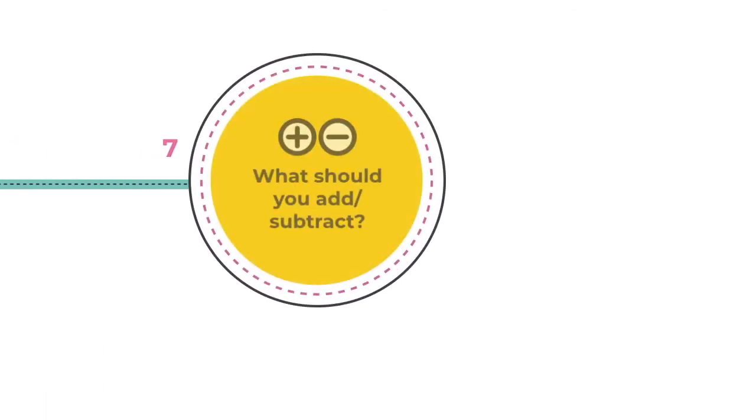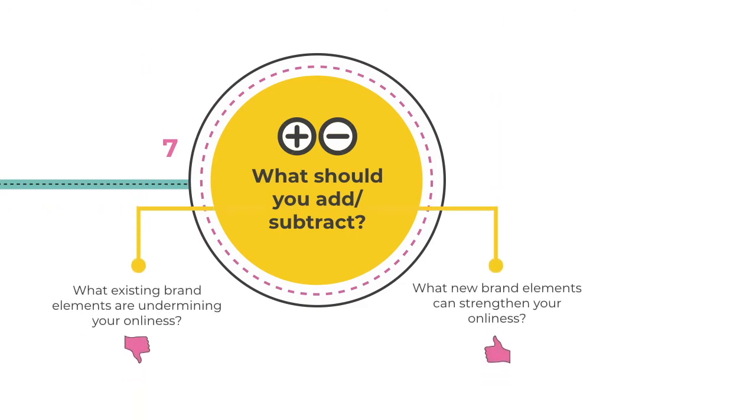Step 7. What should you add or subtract? Here, you can categorize your brand elements based on whether or not they support your onlyness statement.